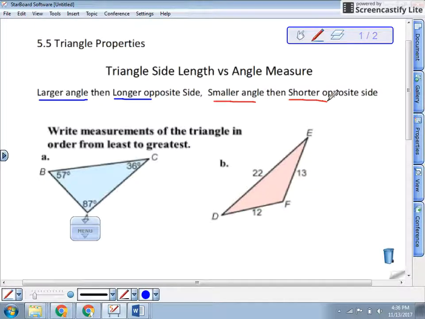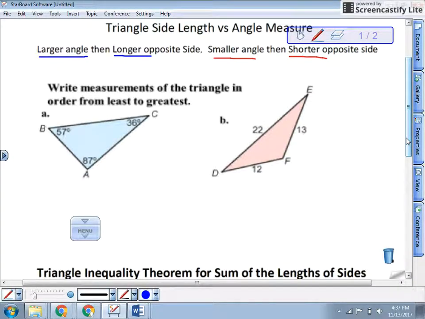It says, write the measurements of the triangle in order from least to greatest. So if we want the least, we have to look for the smallest angle. So here's the smallest angle. Which side is opposite from that, or across? It's BA. So we're going to say segment BA, that's obviously the smallest.